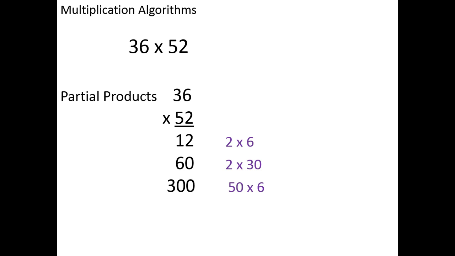The 5 in the 52 is really a 50. We can multiply that times the 6 in the 36. And the 5 in the 52, which is really a 50, will multiply the 3 in the 36, which is really a 30. So what we have is a list of products that we get when we multiply each of the digits, which represent a number because of its place in its place value. We multiply each of those digits times each of the other digits. And when we add together all of these partial products, we get our product of 1,872.